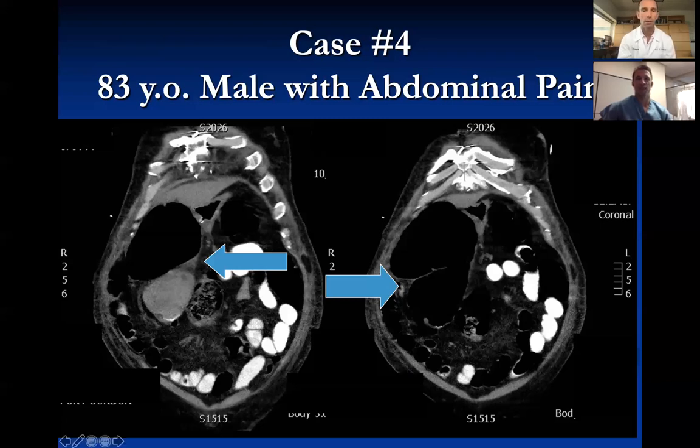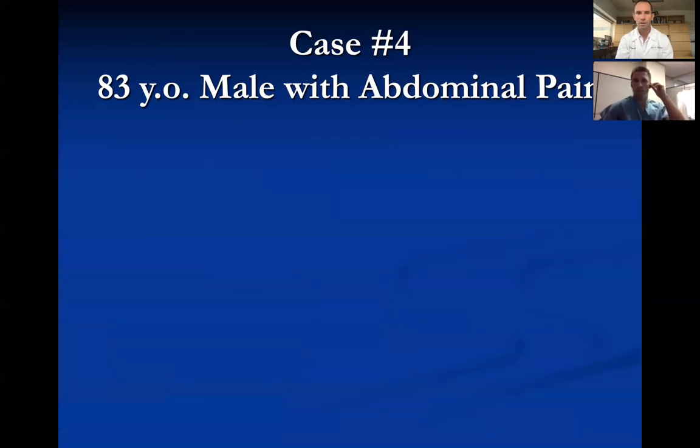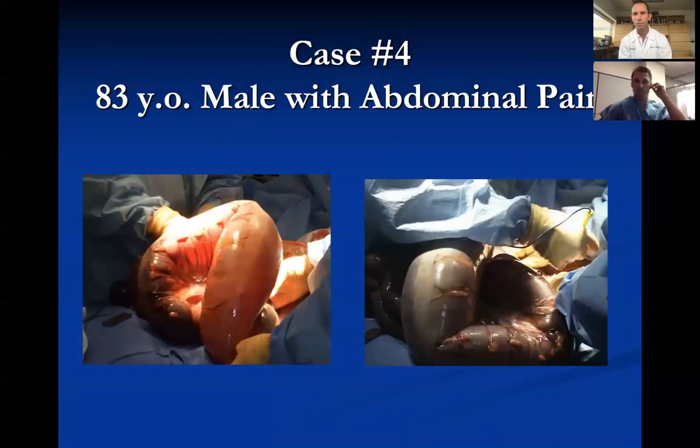So now let's talk about this particular patient. In this particular case, this is not somebody who has a leak, but this is somebody we're going to talk about in terms of preventing a leak. So, an 83-year-old male comes in with abdominal pain, oftentimes from a nursing home. What you can see here on this coronal imaging is essentially that you have a volvulus. And now you're going to take them to the operating room.